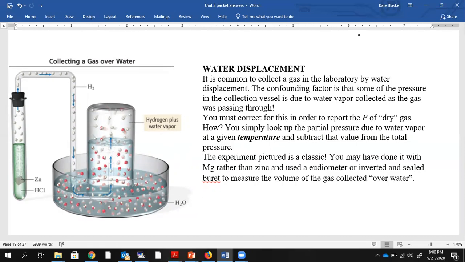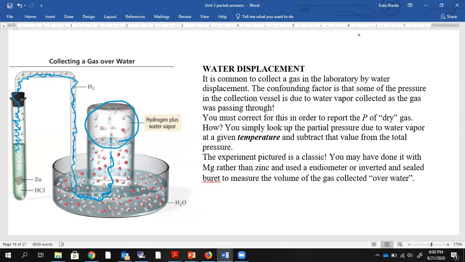In this example in your notes, we've got hydrochloric acid reacting with a piece of zinc metal that's going to create hydrogen gas. So we follow that hydrogen gas up here. It's going to create enough pressure that it is going to push through this tube. This tube is connected underwater into an inverted beaker or graduated cylinder or something. And then that gas is going to collect in this upside down container.